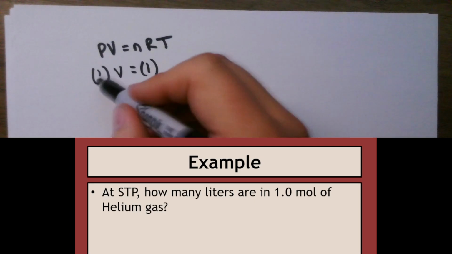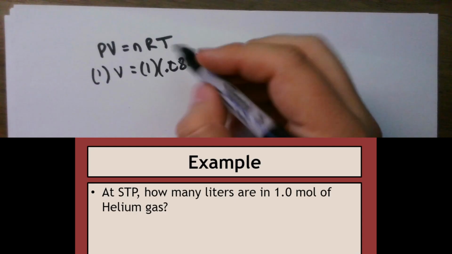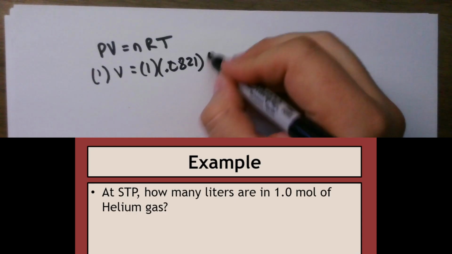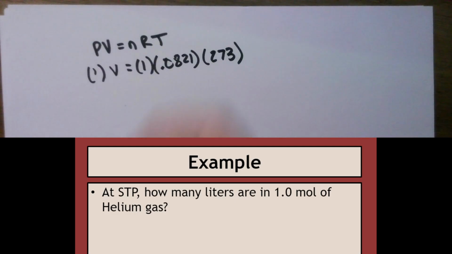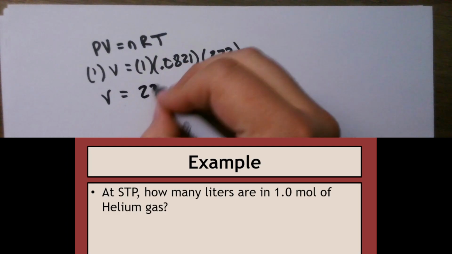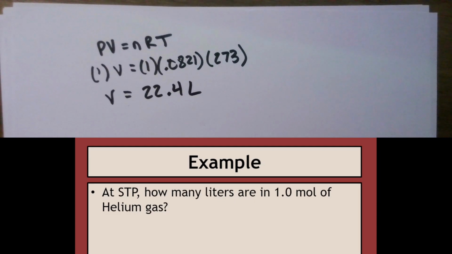R, I used ATM, so I must use 0.0821. Temperature is standard as well, so I'll put 273. The left just becomes V. Multiply all this together on the right, you get 22.4 liters.